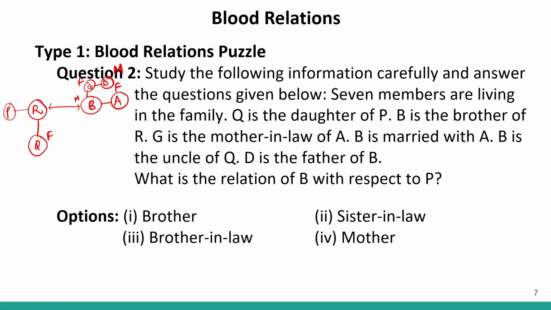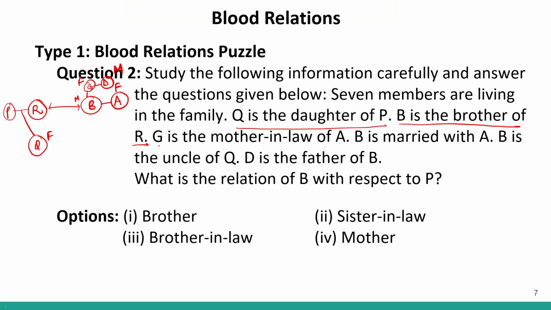So first thing, let us confirm. Q is the daughter of P. P and R are spouse and Q is their daughter. So Q is the daughter of P and R. P's gender is unknown. B is the brother of R. So this is also correct. R's gender is unknown. B is the brother. So B will be male.